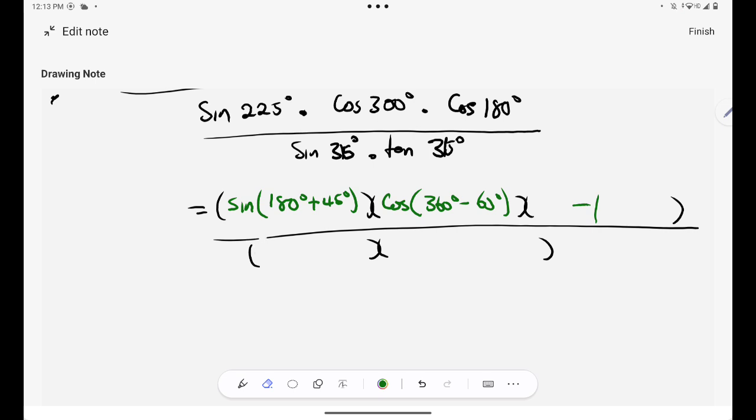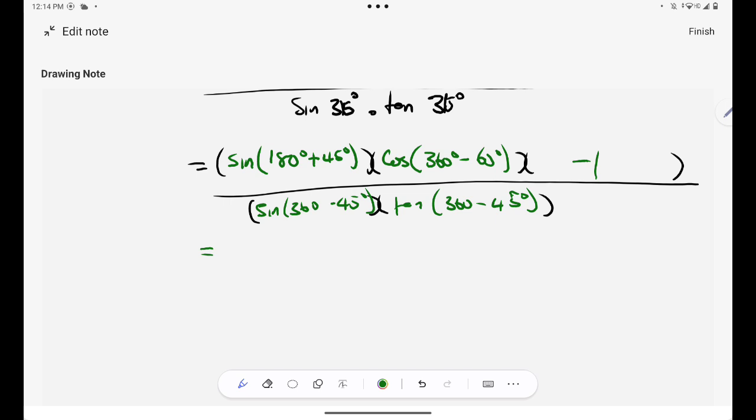And then I have 315. 315 is an angle in the fourth quadrant. I can express this as 360 minus 45 degrees. Are you together? I know that I can get 315 by saying 360 minus 45. Okay, now let me reduce the angles.